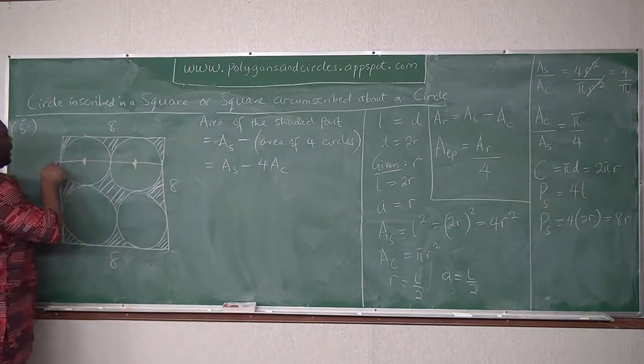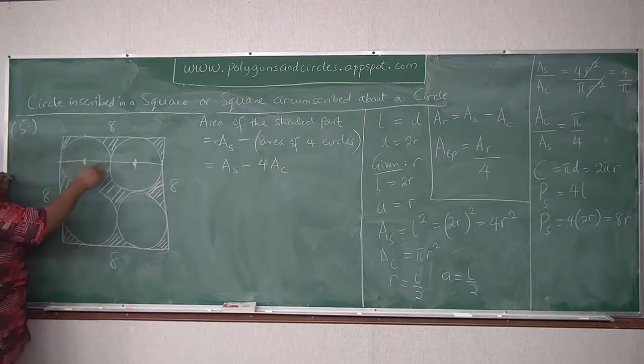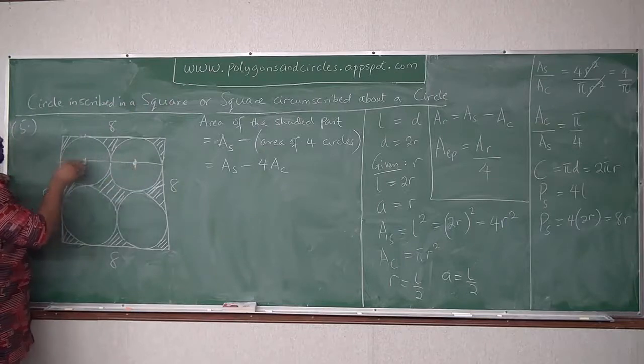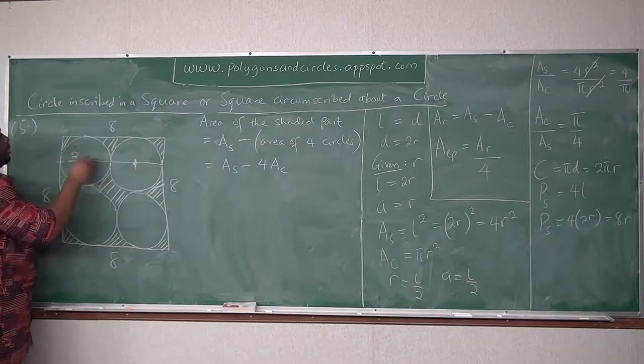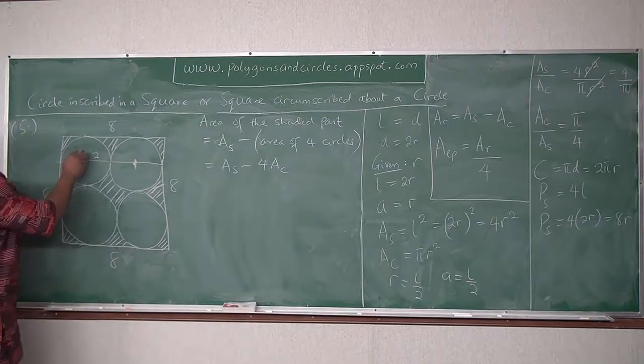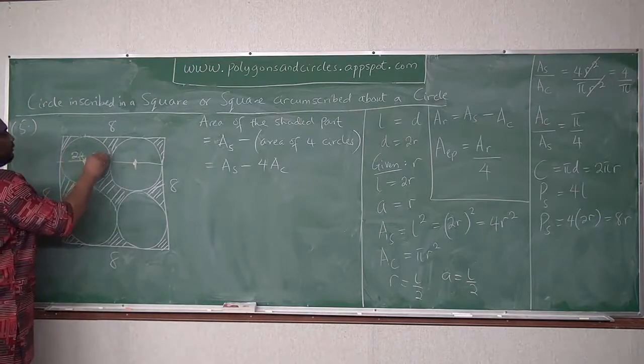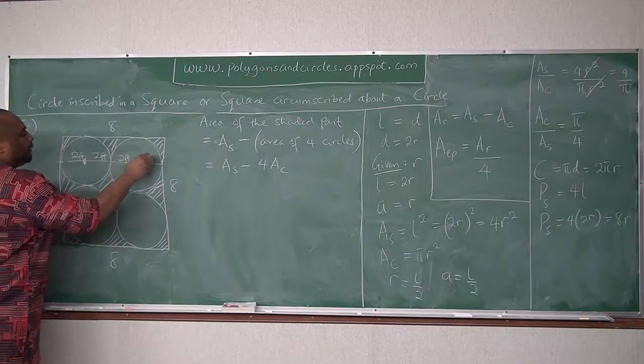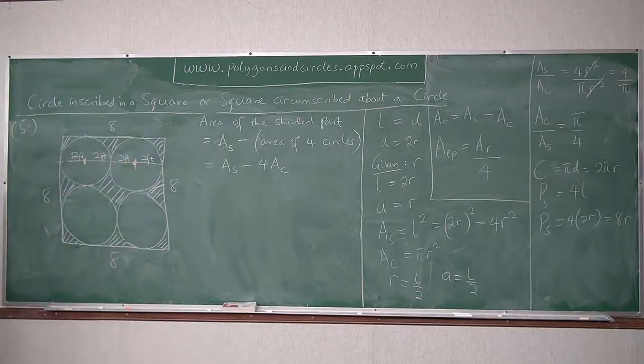Now look up. Everything here is 8. That means that this is 4, this here is 4, and 4 divided by 2, this is 2. This is in an 8-foot square sheet, so this is in feet. 2 feet, 2 feet, 2 feet, 2 feet. So the radius is 2. And the length of the square is 8.